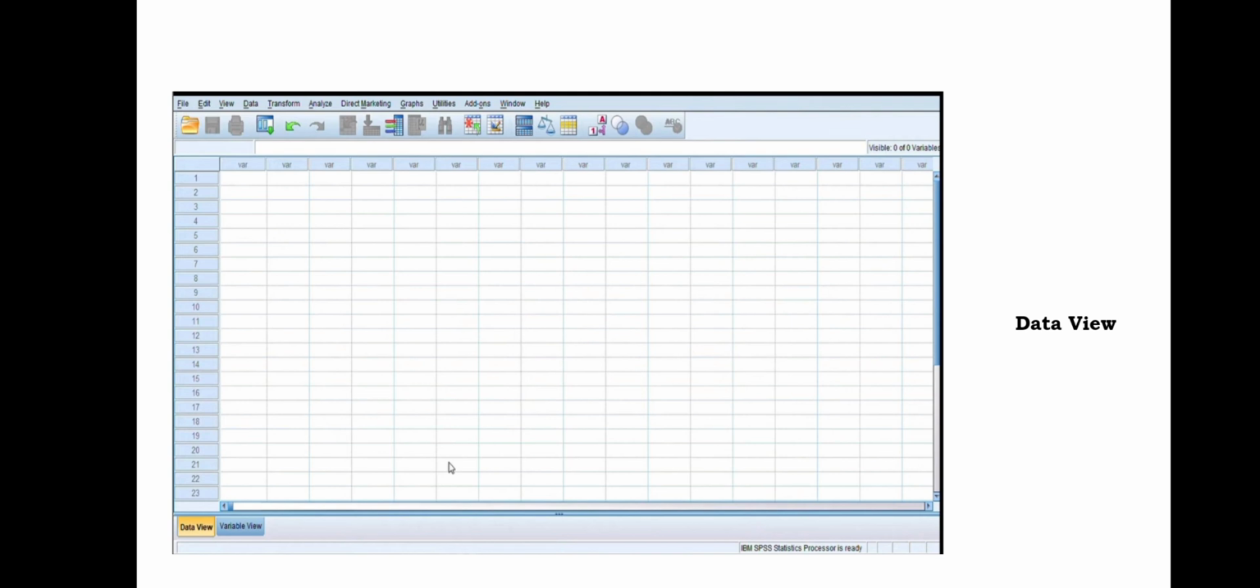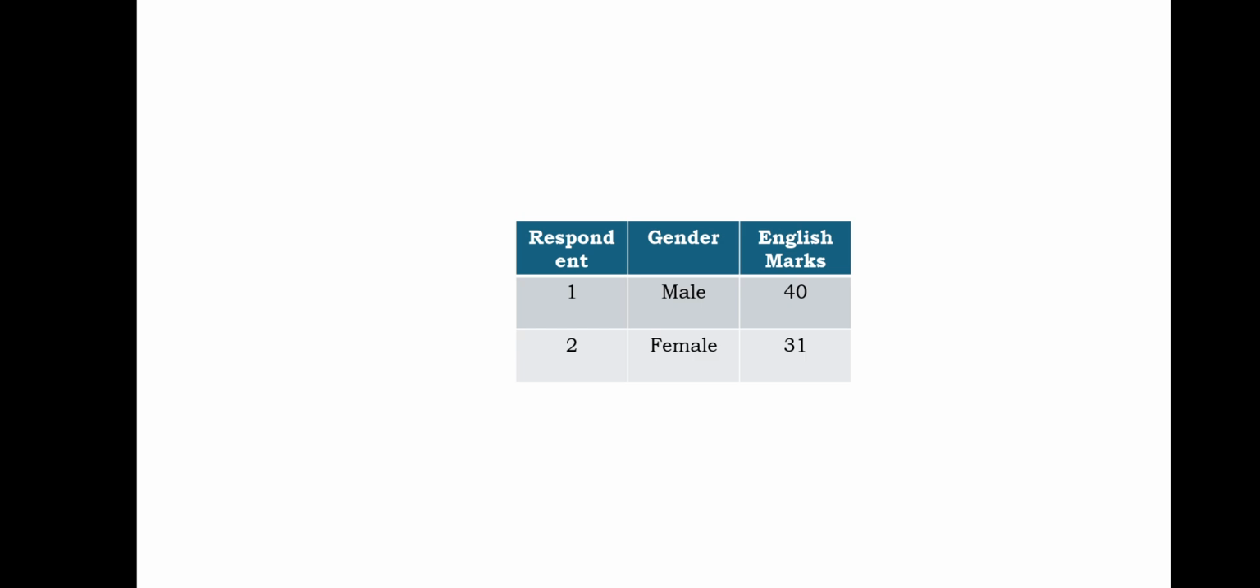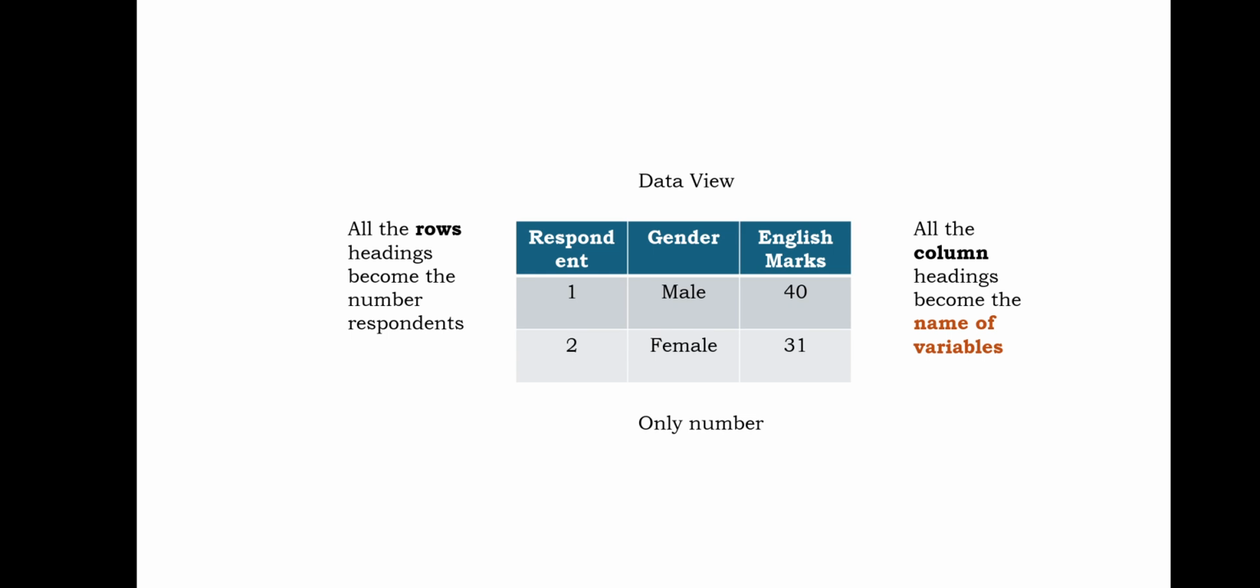Let's learn more about the data view. In data view, there are only numbers. You will not see any word. And in data view, the rows represent the respondents and the columns represent the names of variables. As we have seen, all the VAR in a data view will change into the names of variables.